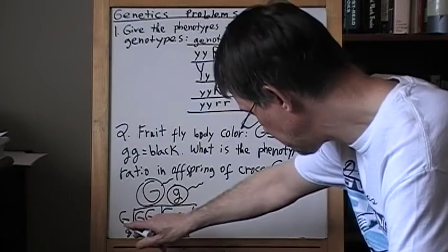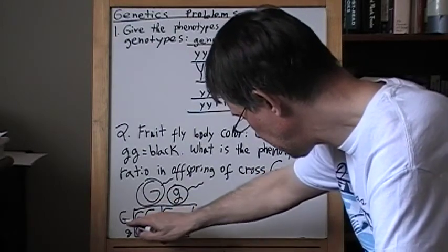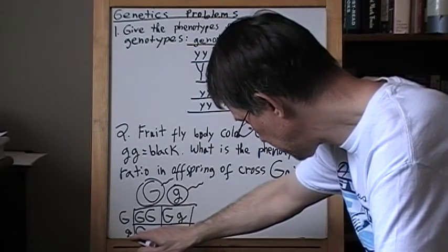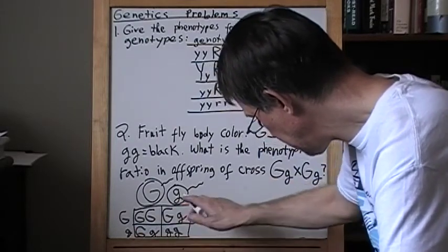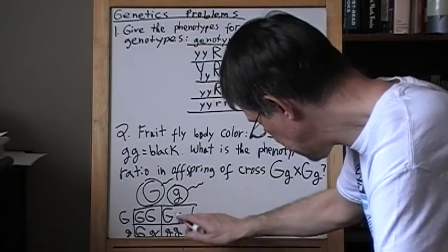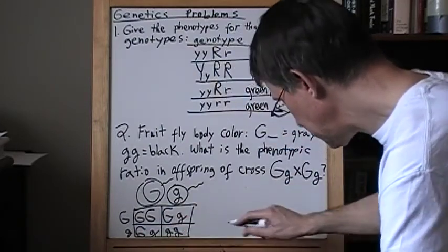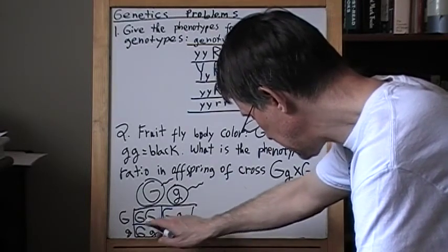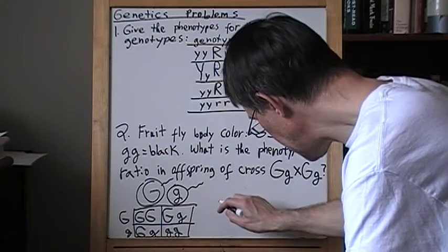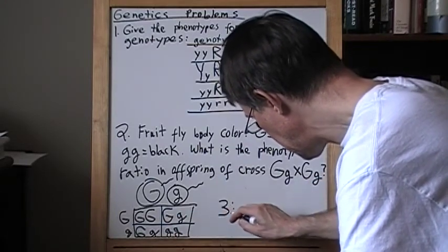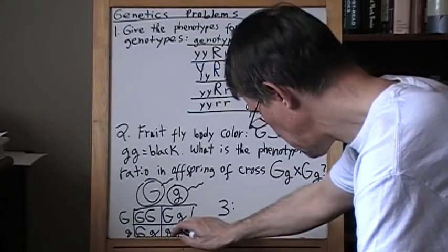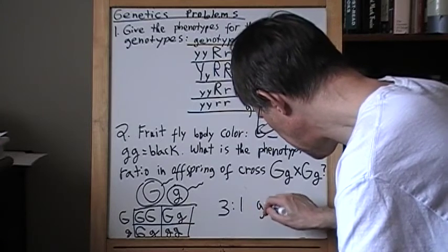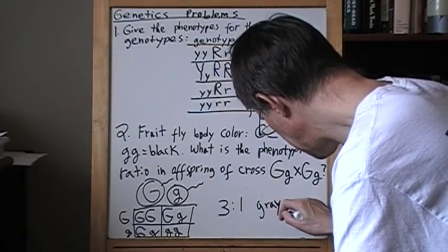So here we've got the big G and big G. Here big G from the egg, little g from the sperm. Here big G from the sperm, little g from the egg. And here we have two little g's from the sperm and the egg. So we can see from this that we've got three squares with at least one large G. So that's three gray and one black. So it's 3:1 gray to black is the phenotypic ratio.